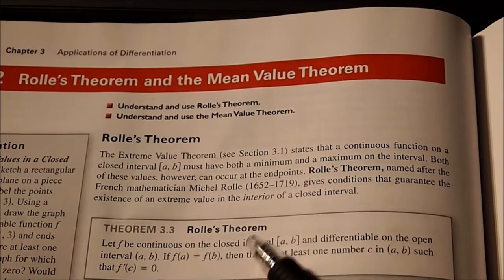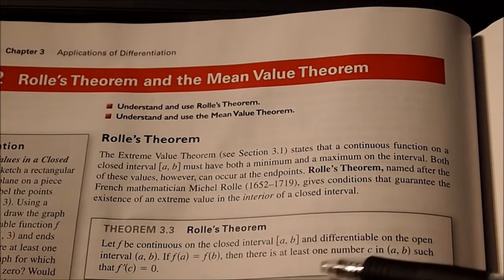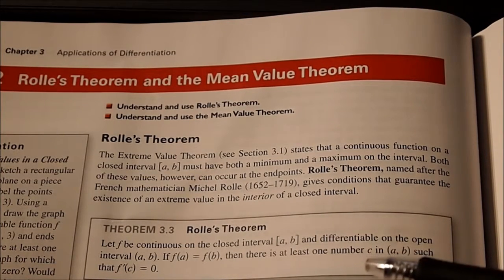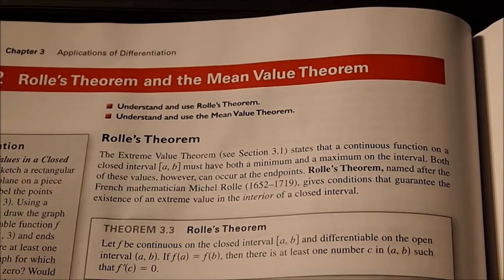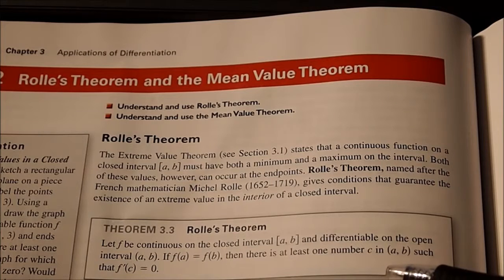So Rolle's theorem states: let f be continuous on the closed interval [a, b] and differentiable on the open interval (a, b). If f of a is equal to f of b, then there is at least one number c in (a, b) such that f prime of c is equal to 0.